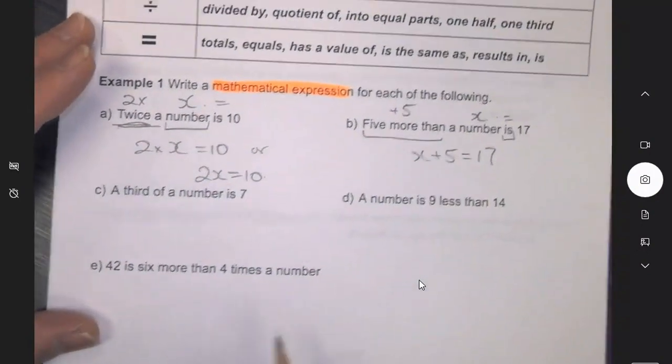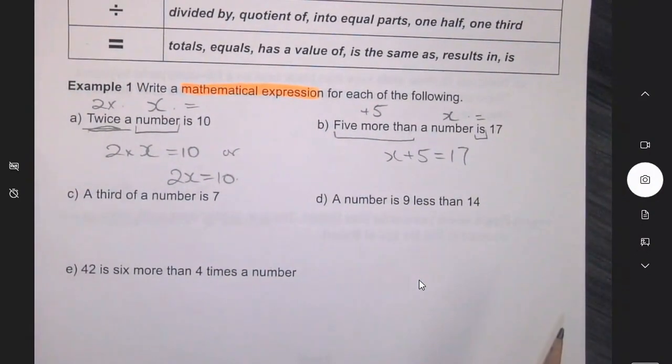I want you to quickly pause the video, and then try to do the rest of this, and then we can check your answers later. So please pause your video now.